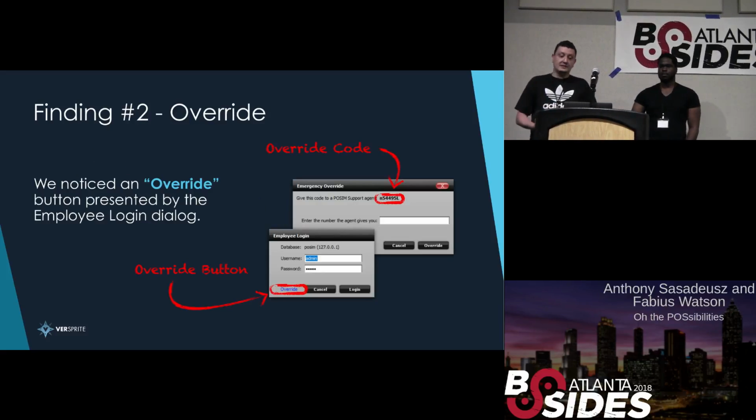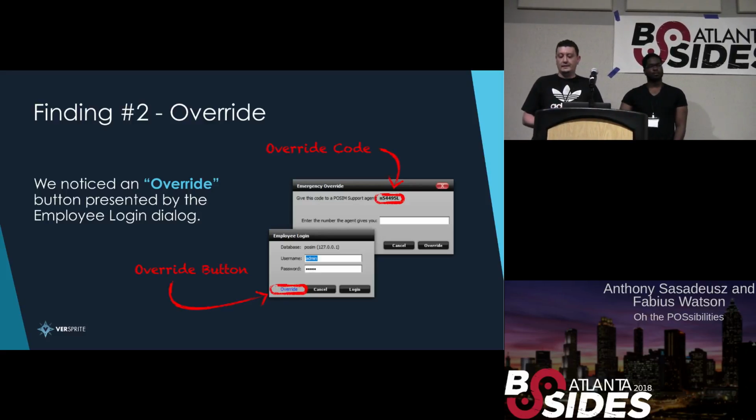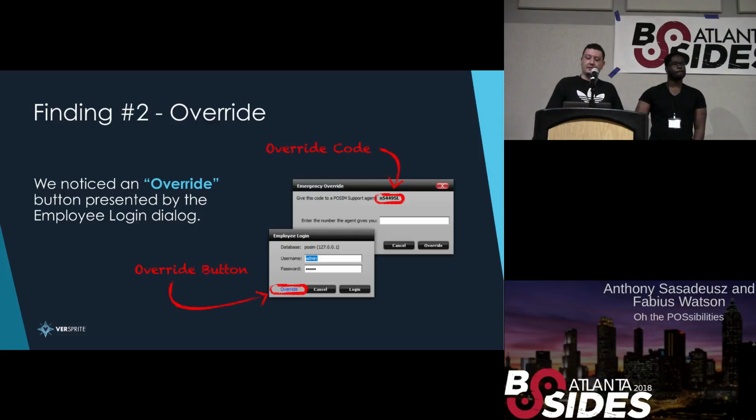Our next finding with POSIM EVO was what we call override. Initially when we were looking at the login screen, over on the bottom left corner, we saw an override button. We thought, well, this seems interesting. What does it do? You click on override and it gives you an override code, which it then expects you to contact an agent, and they'll give you an override key to bypass login.